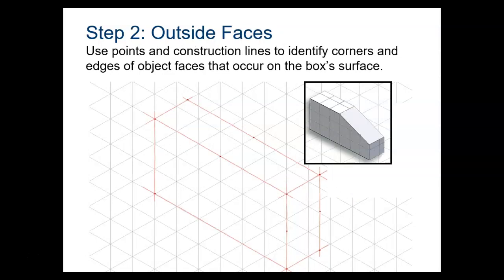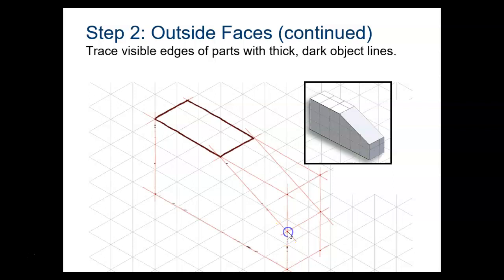Step 2, the outside faces. Use points and construction lines to identify corners and edges of object faces that occur on the box's surfaces. So here you see we have some points, and on the object right here, we can see those same points. And what you'll do is start drawing construction lines so that you can match the angles that you see here. Let's go back. So here's a point, here's a point. If you draw a point here and a point here, it's very easy to find the angle of this block's angle right here. Then you'll trace the visible edges of parts with thick dark object lines.